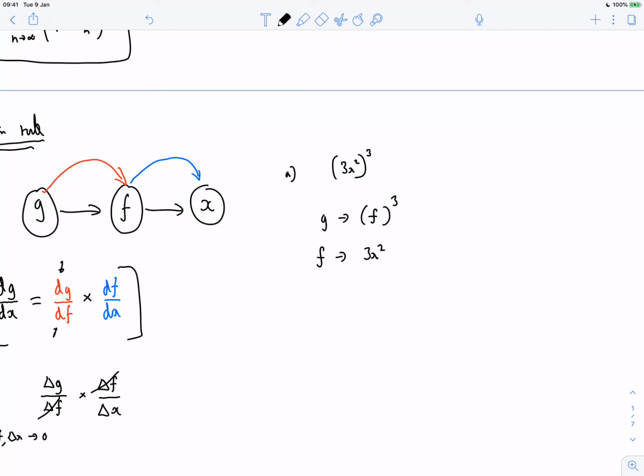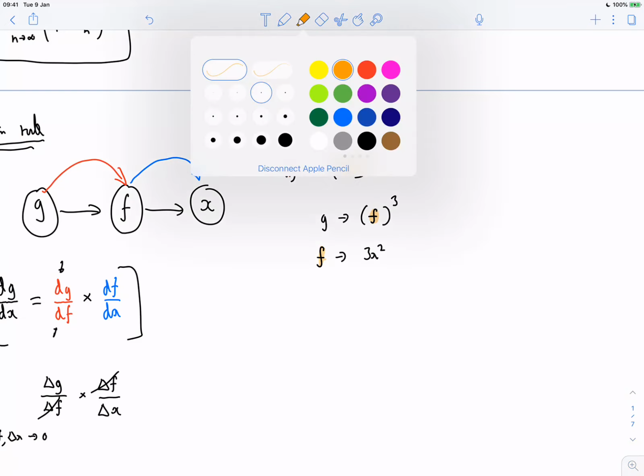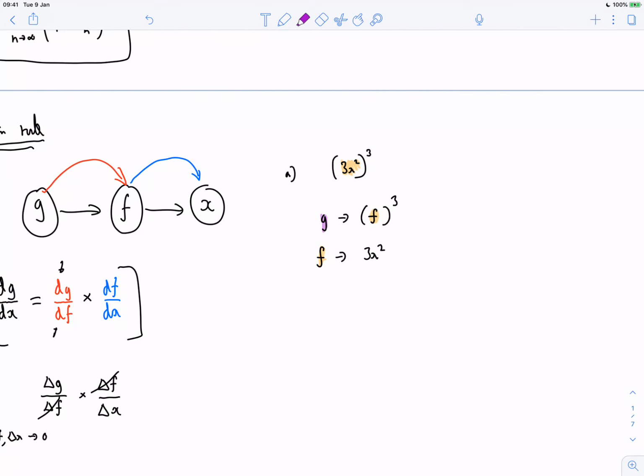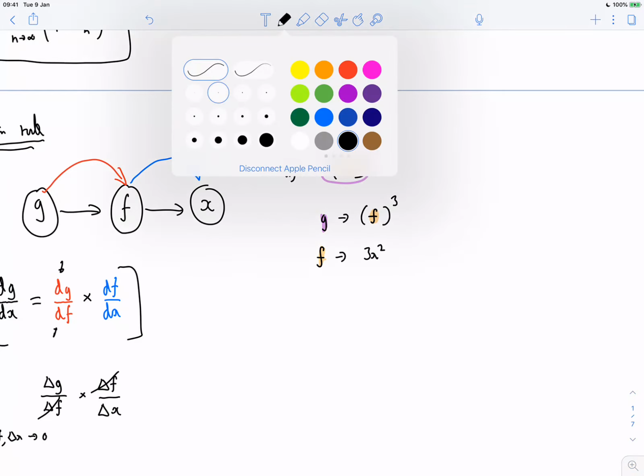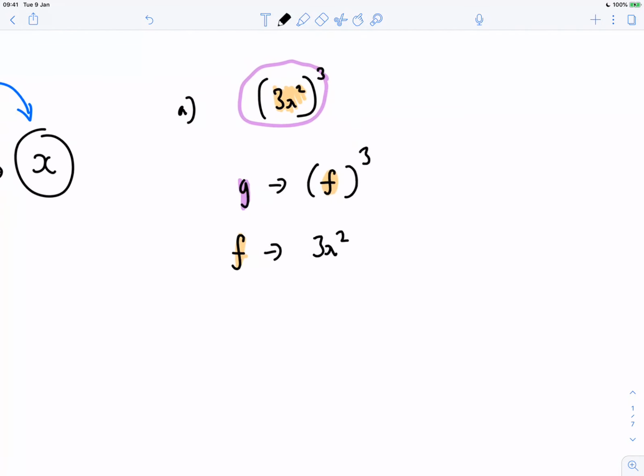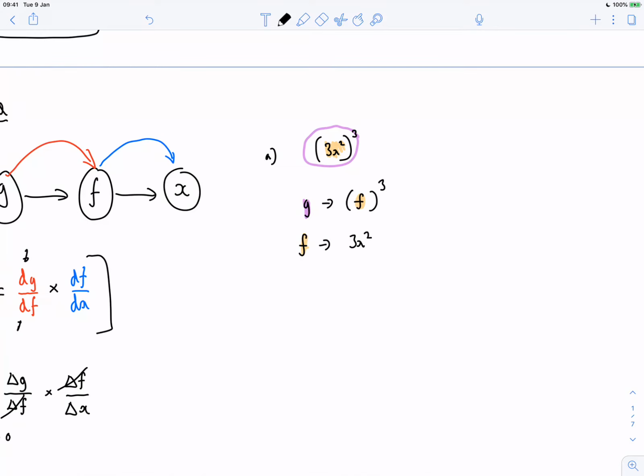Can you spot how I've got f inside g? This is my f function, and my g function is the bit that it's encapsulated in, i.e. the cubed function. Well, this is really easy to evaluate. So the first thing is I do dg by df. Well, if I was to differentiate f with respect to f, then that's the power rule using polynomials. So the 3 comes down, and then the f drops to a power which is squared.